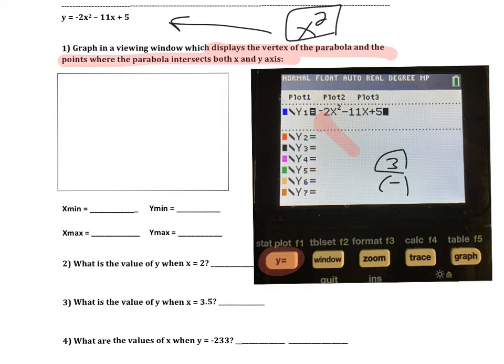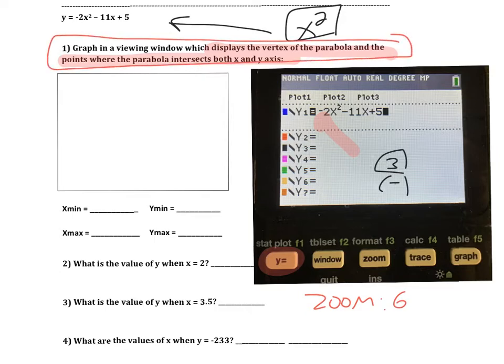So I want you to enter the equation in, and I want to graph in the standard viewing window. So I want to then press zoom and then 6 and see if that is good enough to answer the question. The question says we want to see the vertex and the points where the parabola intersects both the x and y axis.